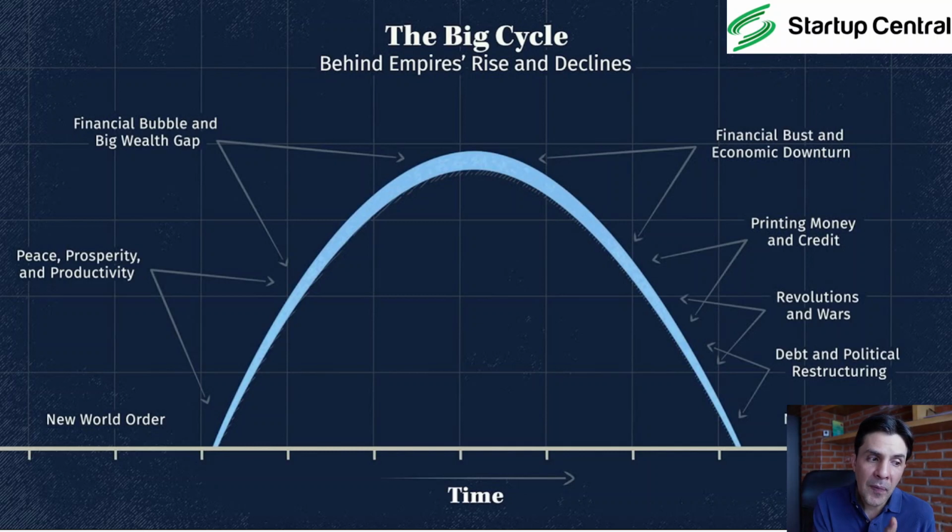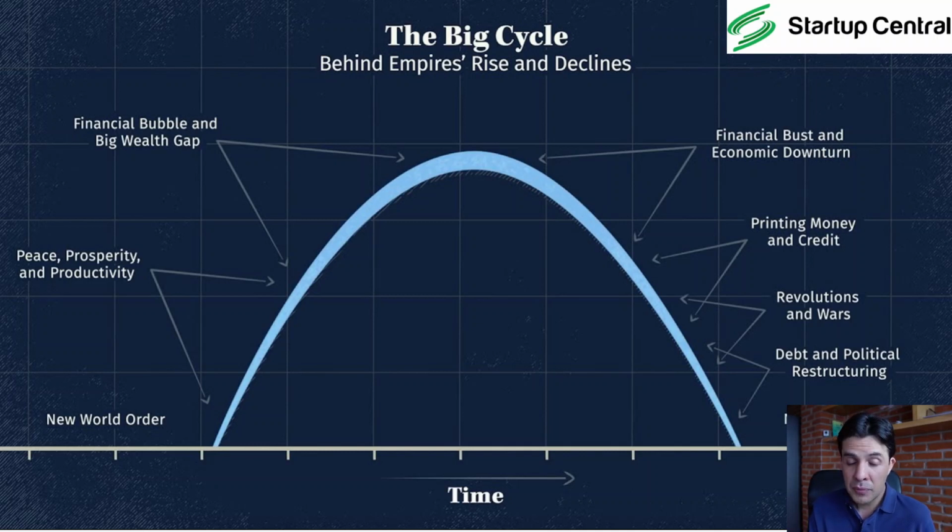Then there's a period of peace and prosperity and productivity backed by this world order. Then we start seeing a financial bubble, which is happening now, and a big wealth gap where the rich become richer and the poor become poorer. We already saw that. Then there's a financial bust and economic downturn. We're kind of seeing that right now, guys. Isn't that true in the US?